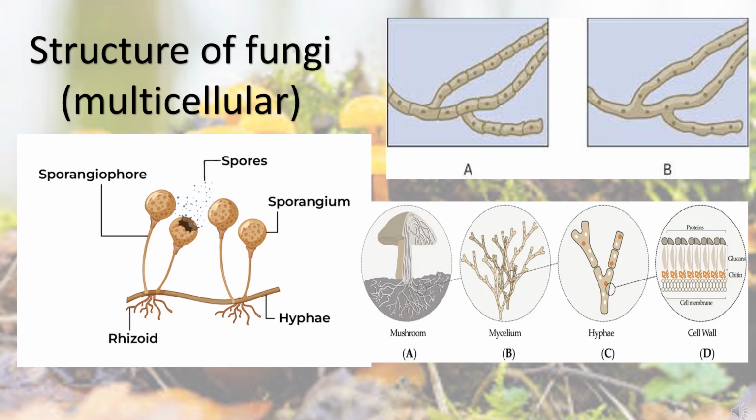Septate hyphae, divided by cross walls called septa, which have pores allowing cytoplasm, ribosomes, and organelles to flow between cells. Cenocytic, aseptate, hyphae, lack cross walls, functioning as a single, continuous, multinucleated giant cell. 2. Mycelium. When hyphae grow and branch repeatedly, they form a dense, intertwined, root-like network called a mycelium. This web serves as the main vegetative body of the fungus, maximizing the surface area to volume ratio for absorbing nutrients from the environment.